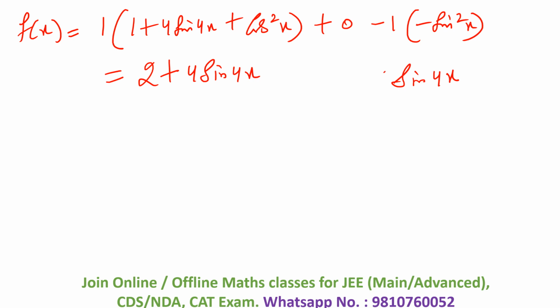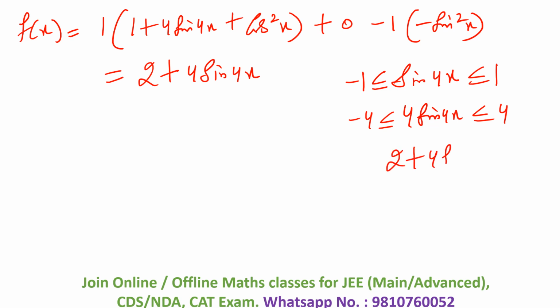So that means sin 4x will also lie between minus 1 to 1. So 4 times sin 4x will lie between minus 4 to 4. And if I add 2 throughout the inequality, then 2 plus 4 sin 4x will lie between minus 2 to 6. So that means the value of capital M, which is the maximum value of f(x), is 6, and the value of small m, that is the minimum value of f(x), is minus 2.